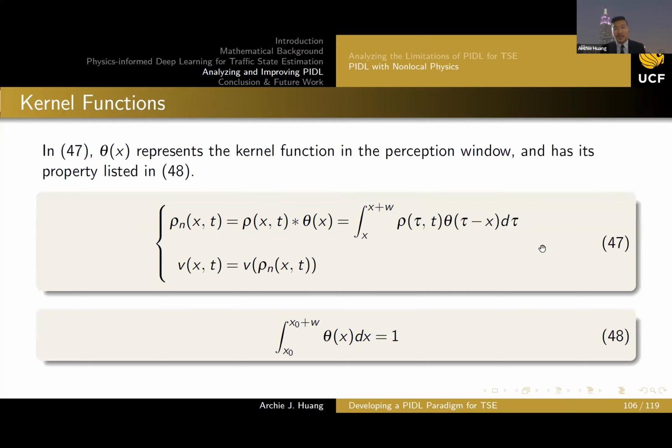Since we talk about non-local traffic density, the kernel function is how we can calculate what this non-local density means. These kernel functions are how we can apply convolution in this perception window. And we propose two types of convolution kernels in this setting.